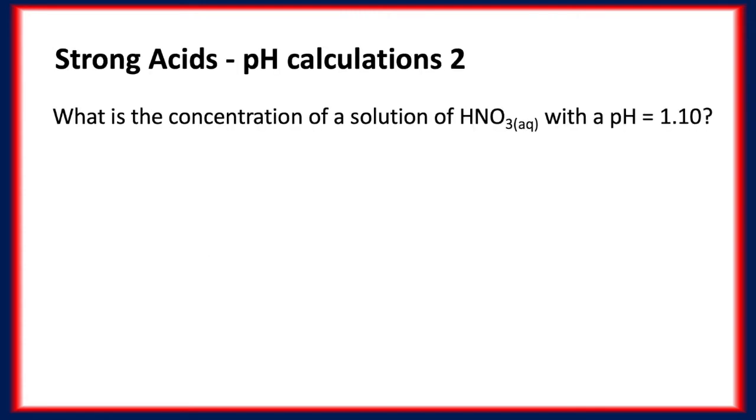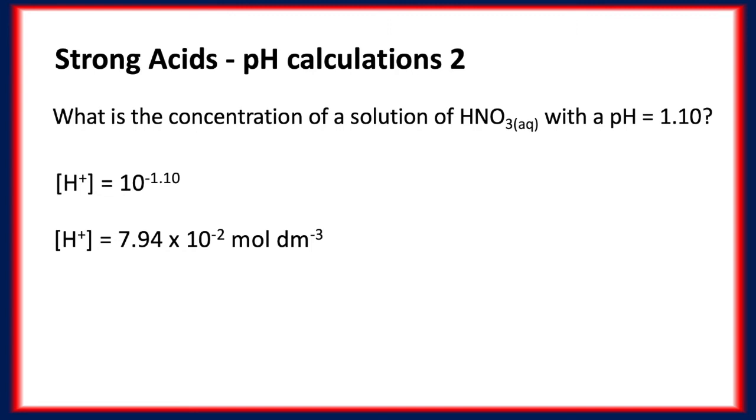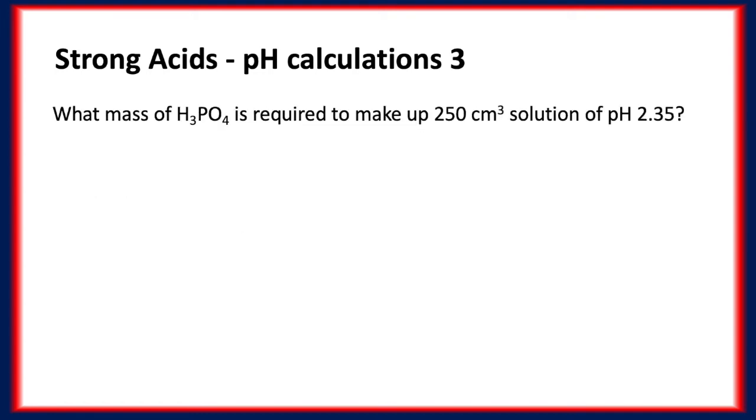Nitric acid, now with a pH, so we're going to look at the concentration. They've given us the pH of a solution of nitric acid. So we can change our pH equation around: the concentration of H+ is 10 to the minus pH. So that's 10 to the minus 1.1, and that gives us a concentration of H+ ions. And because it's a monoprotic acid again, that's the same as our concentration of nitric acid.